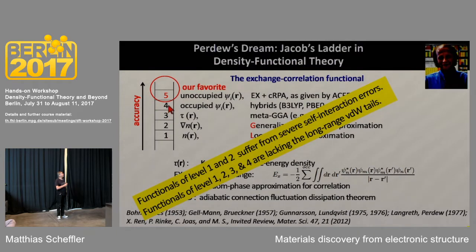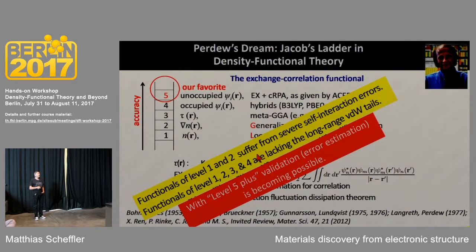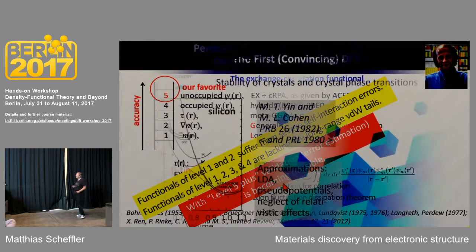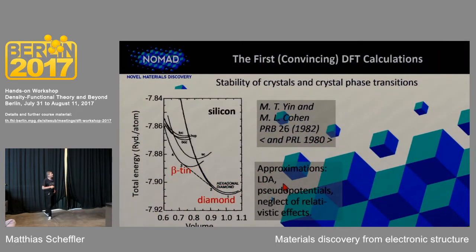All these functionals 1, 2, 3, and 4 are lacking long-range van der Waals tails. So if you deal with organic systems, or biosystems, and again you will discuss it in much detail, you are somewhat lost. Alexandre Tkatchenko will talk about this tomorrow, I believe. Anyhow, we now have a way that we can look into validation and error estimations, but it comes with an extreme cost. But in principle, since very few years, we are at a level in materials science that we can in principle go into this.